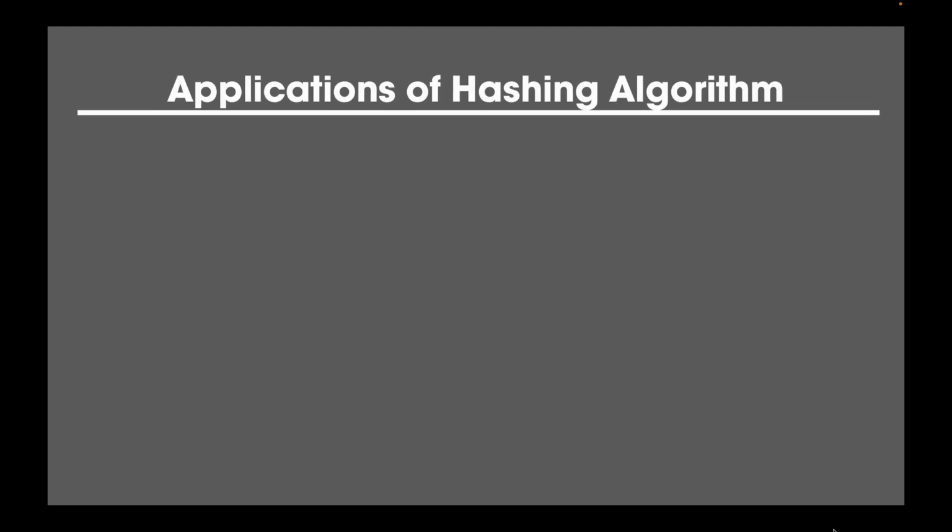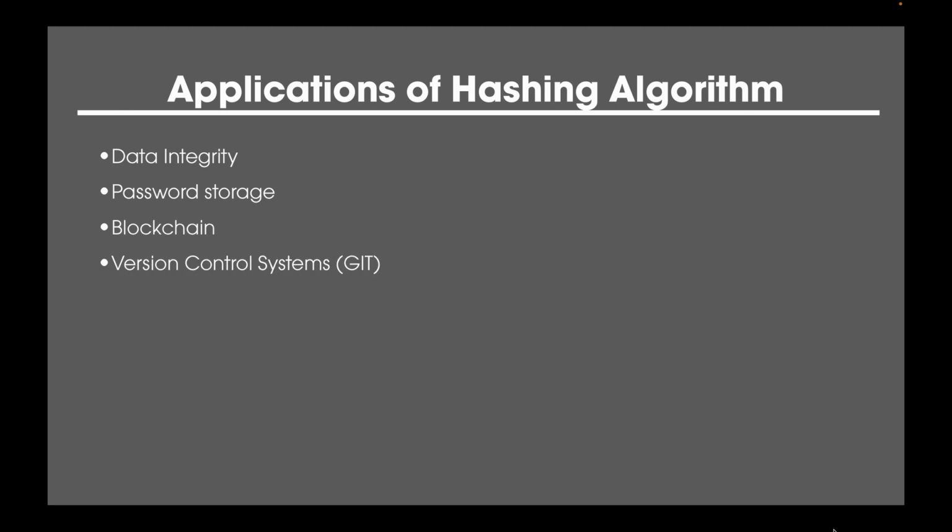Finally, let us jump into applications of hashing algorithm. There are various applications of hashing algorithm. Firstly, it is used in data integrity. Second, it can be used in password storage. Third, it is widely used in blockchain. We are also using hashing functions in version control systems like Git. URL shortening is also another application of hashing functions. Hash tables widely use hash function algorithms.